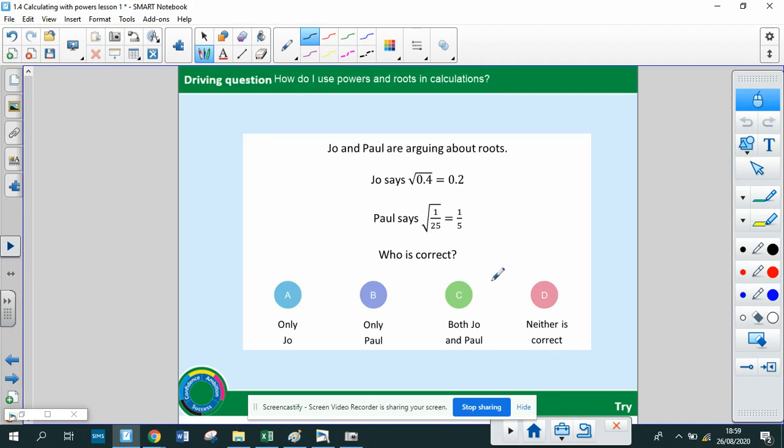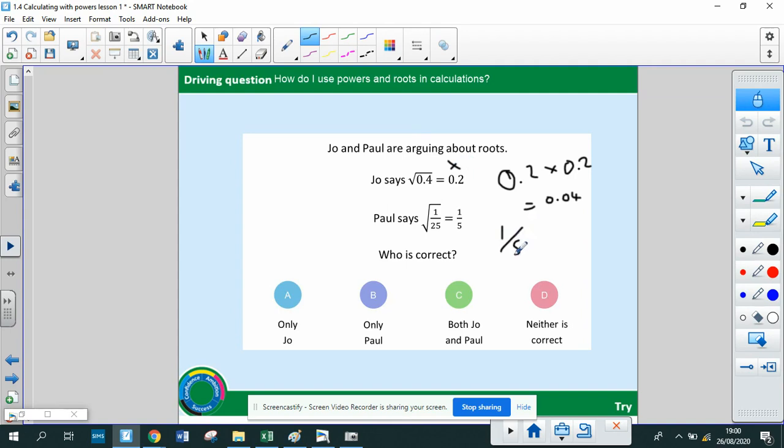Joe and Paul are arguing about roots. Joe says the square root of 0.4 is 0.2. Paul says the square root of 1 over 25 is 1/5. Well, there's an easy way to check this. What's 0.2 squared? 0.2 multiplied by 0.2 is actually 0.04. So the square root of 0.04 is 0.2, not 0.4, so Joe is wrong.